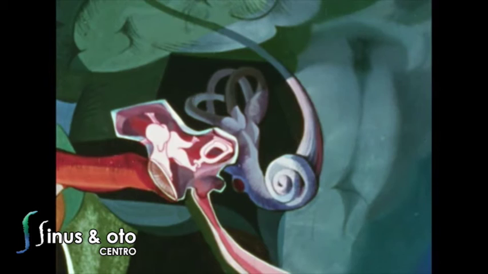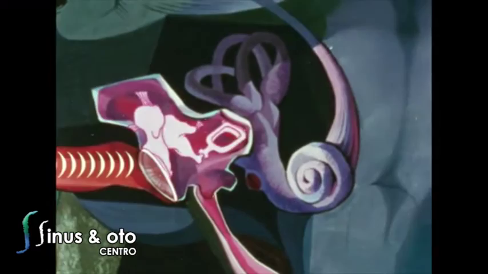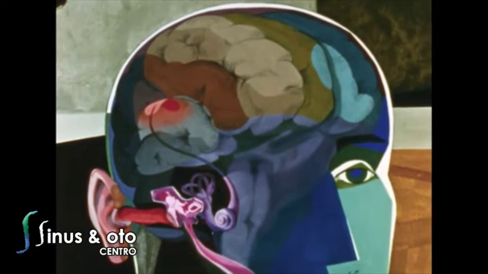An efficient three-stage process. Sound waves striking the eardrum are conducted mechanically to and amplified in the middle ear, converted into nerve impulses in the inner ear. Traveling along the auditory nerve, the impulses reach the brain, where they are perceived and interpreted as meaningful sound.